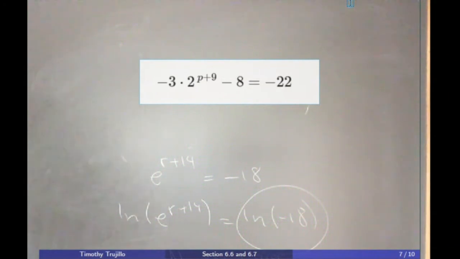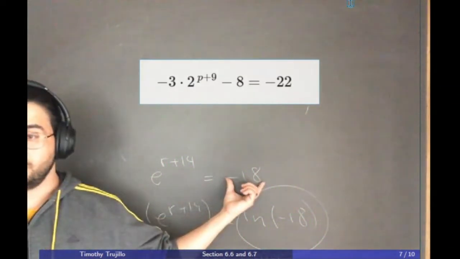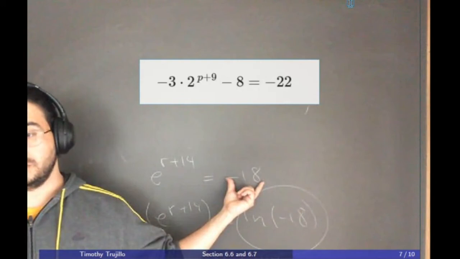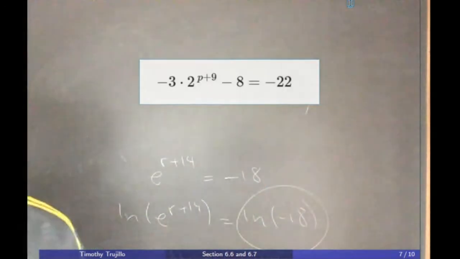Here is another example, but I think we're running a little bit late on time, and this one's close enough to the last one that I think it's better for us to go on. But I'll just mention, in this case, you don't get a negative on this side of the equation when you solve for that 2 to the p plus 9. You get something that's positive. And so you can actually go through and then just solve for p.